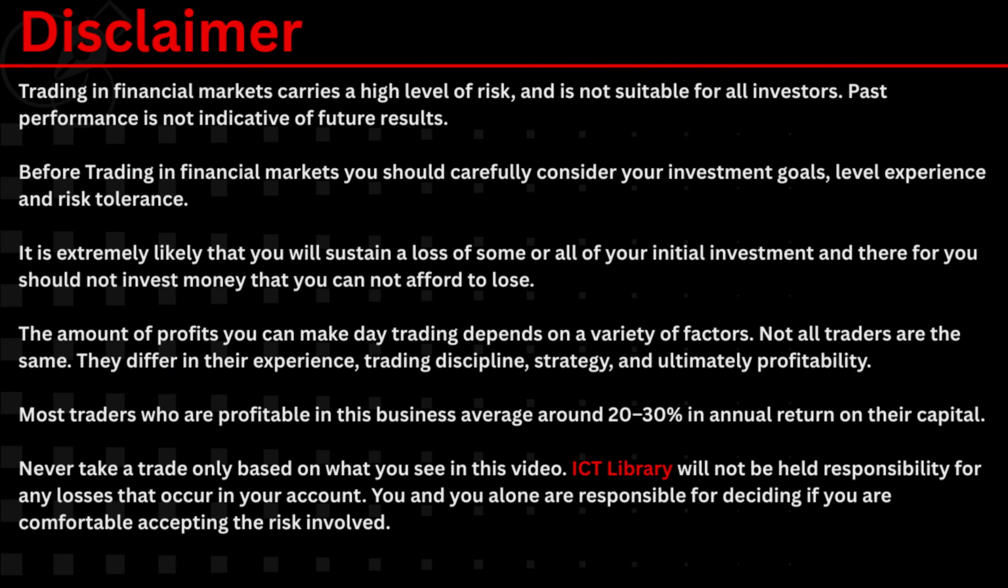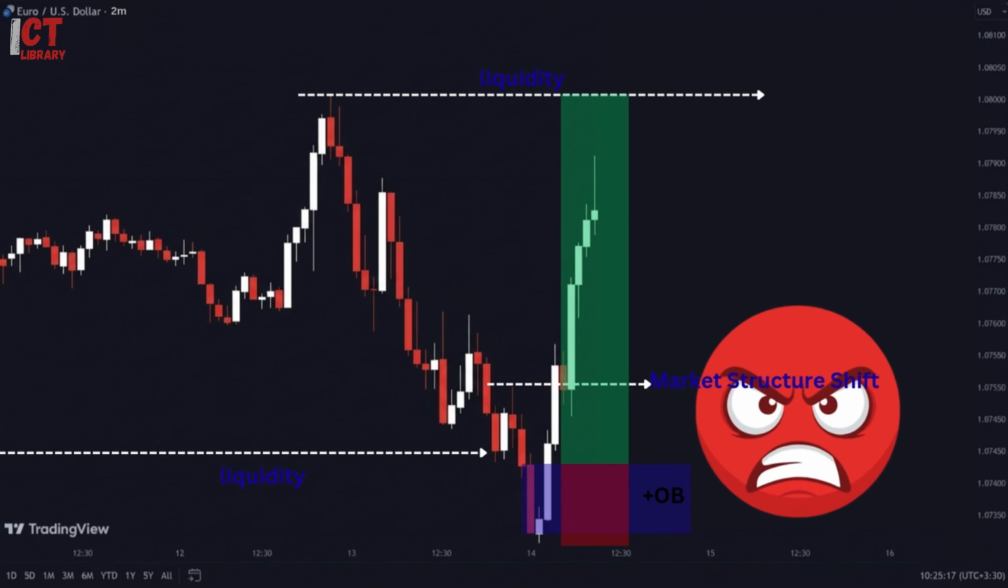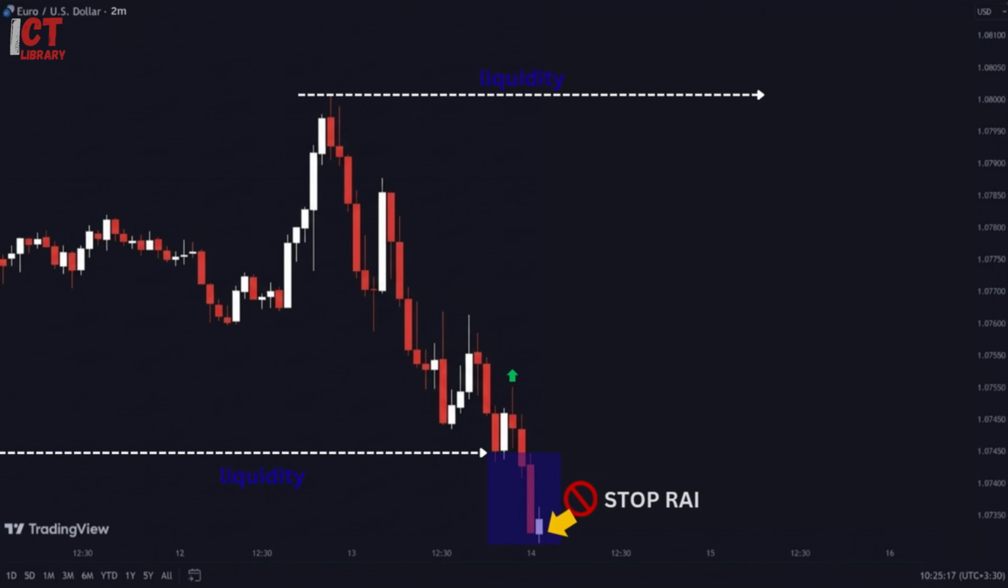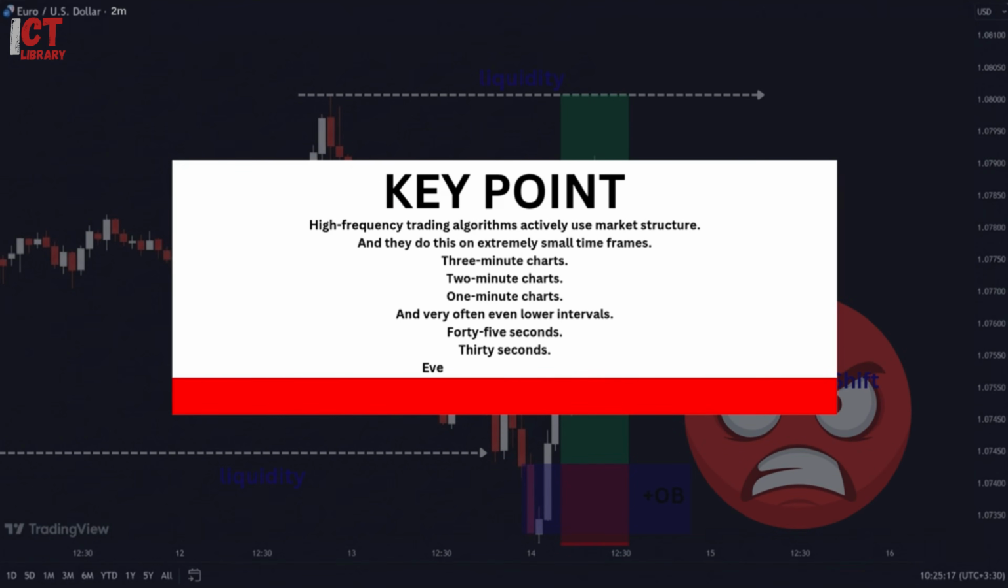Let's get started. For traders who are new to reading price action, the chart simply looks like noise. But look closely at this area of price. Right before this low formed, there was a swing high right there. Now pay attention to what that actually means. High-frequency trading algorithms actively use market structure. And they do this on extremely small time frames, 3-minute, 2-minute, 1-minute charts, and very often even lower intervals, 45 seconds, 30 seconds, even 15-second charts.